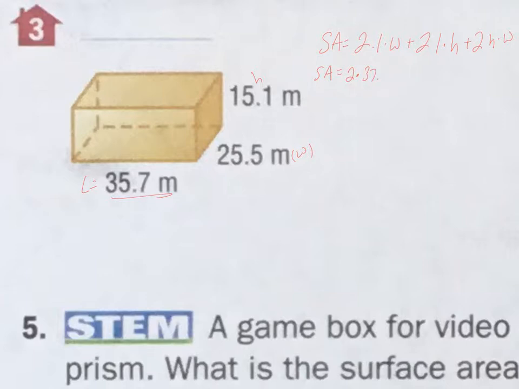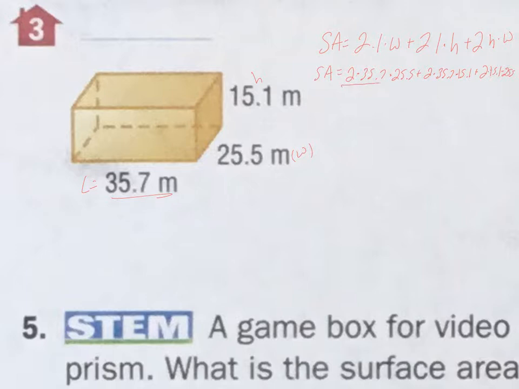Gotta copy the numbers right, otherwise you're gonna get the wrong answer. 2 times 35.7 times width is 25.5 plus 2 times length, 35.7 times height is 15.1 plus 2 times height, 15.1 times width is 25.5. Okay, so let's do all the multiplication first.